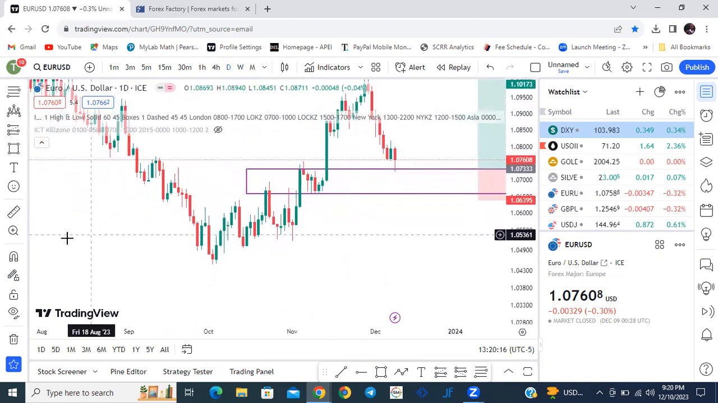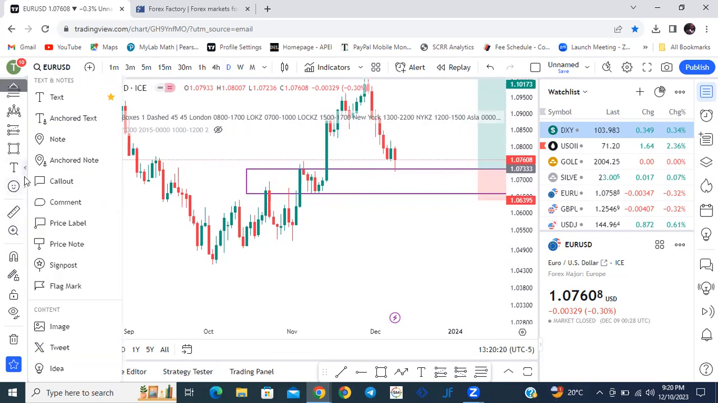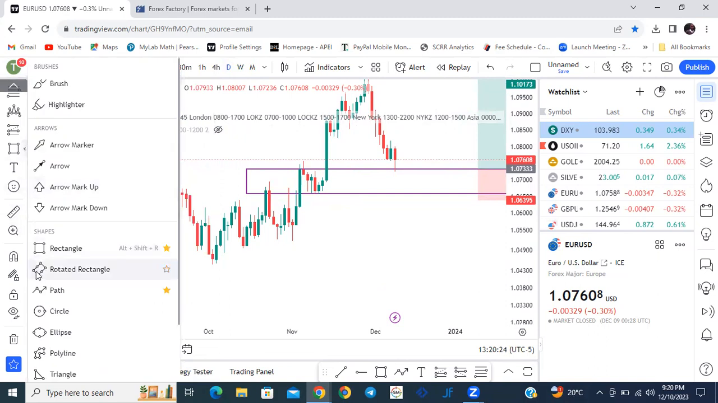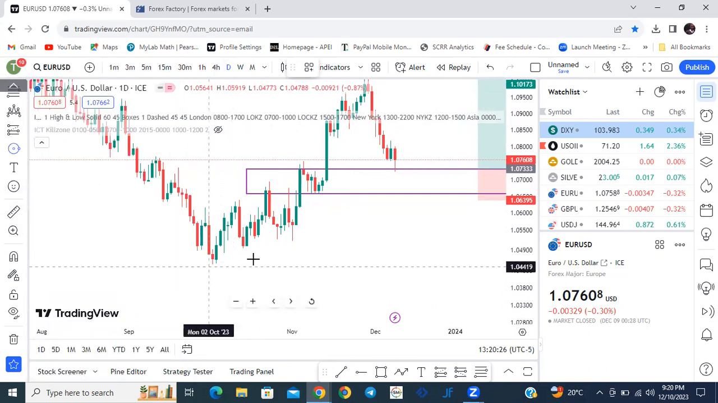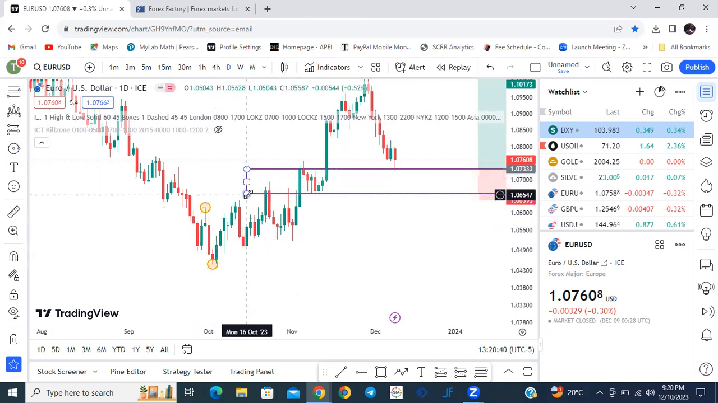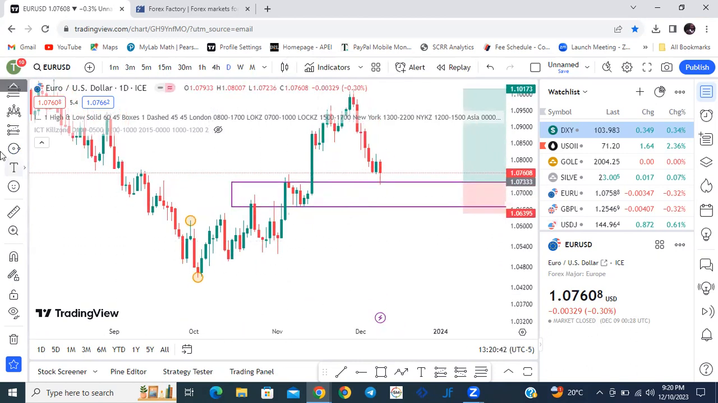From the daily time frame, we can see we have this area. Sorry about that. We have this key level. This was the previous low that the price made, and this was the previous or major high that the price made before now resuming this uptrend direction.